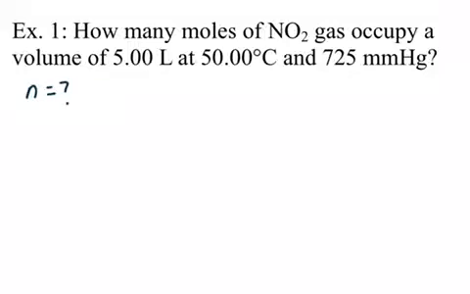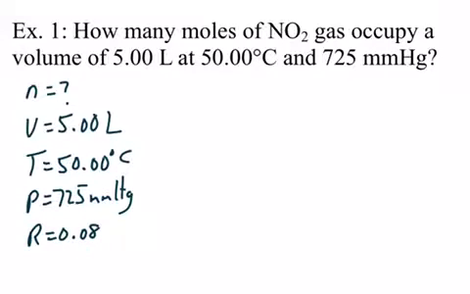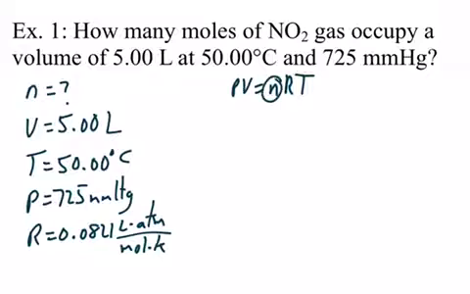Let's see what else they give us. The volume is 5 liters. They give you a temperature of 50 degrees Celsius, and they give you a pressure of 725 millimeters of mercury. Now we're going to use R here. Don't forget that's the ideal gas law constant. I'll write the units down here. And if you look, there's nothing special about this one. I think we're just going to use the regular PV equals nRT, and solve for moles. So PV divided by RT will give us the answer.